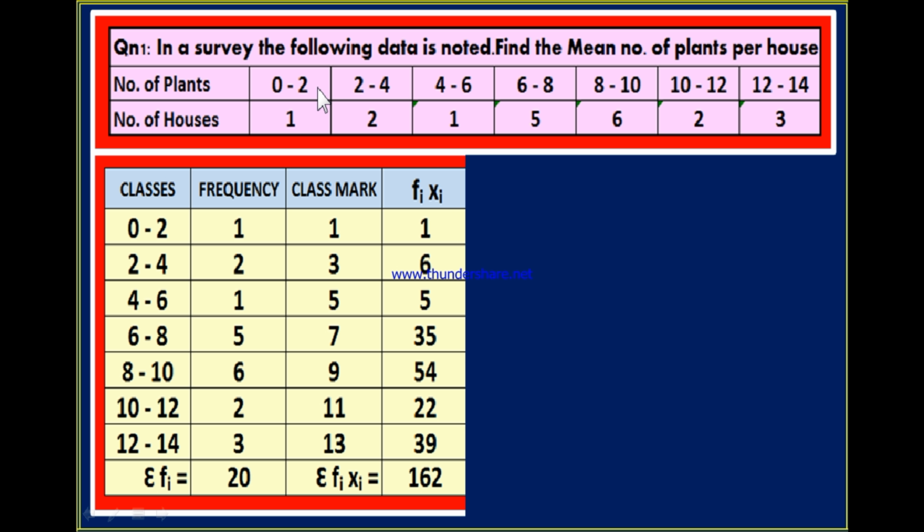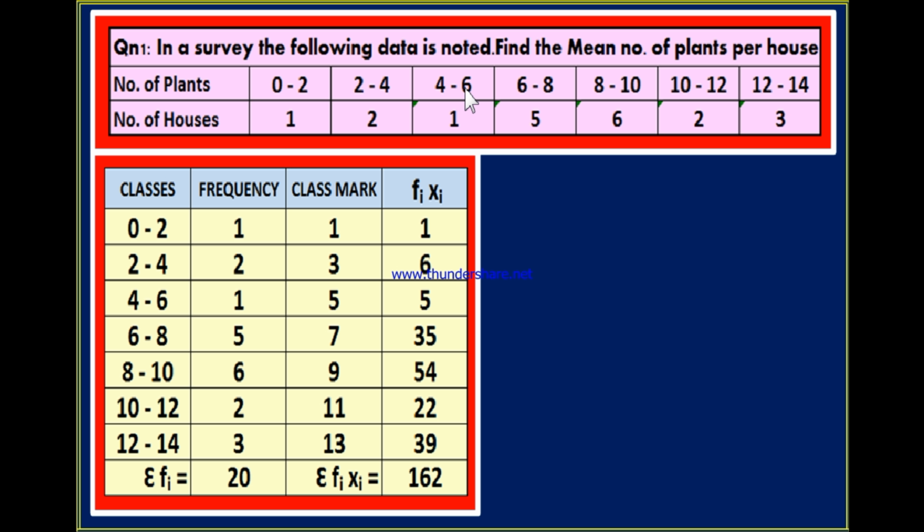Here in this class 0 to 2, there is 1 house. Therefore, the frequency of 0 to 2 is 1. Similarly, in between 2 and 4, the number of houses is equal to 2. Therefore, the frequency of the class 2 to 4 is 2. Similarly, in between 4 to 6 plants, the number of houses is 1. Therefore, the frequency of the class 4 to 6 is 1. Similarly, from 6 to 8 class, the frequency is 5. From 8 to 10 class, the frequency is 6. From 10 to 12 class, the frequency is 2. And from 12 to 14 class, the frequency is 3.